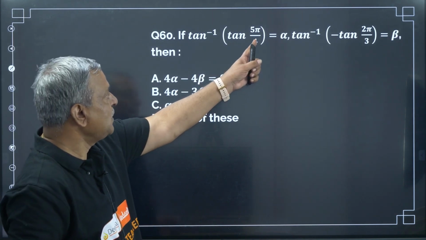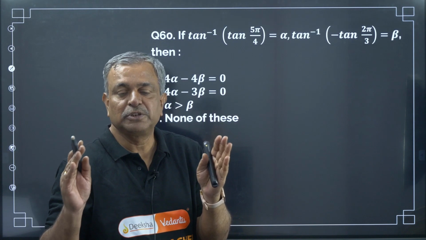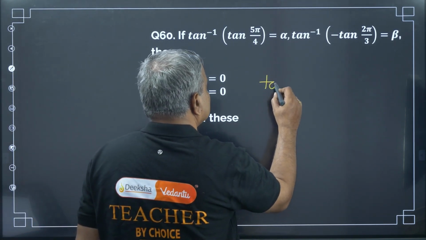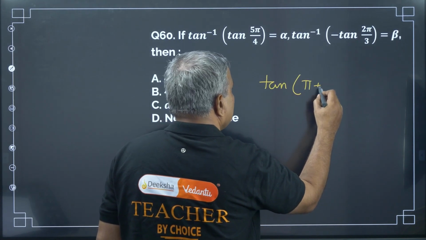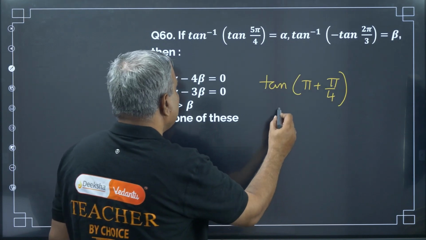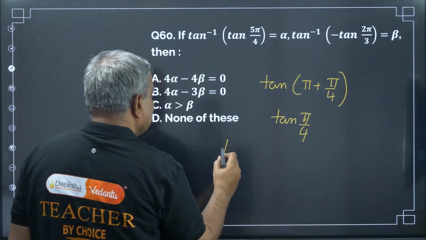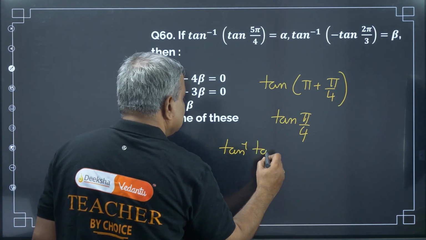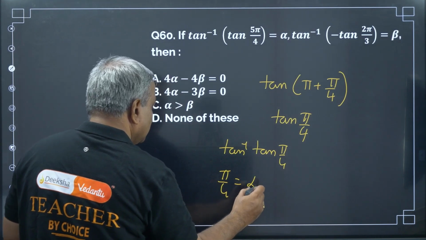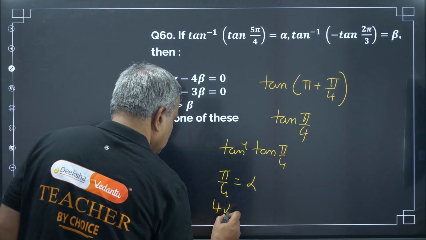So tan inverse of tan 5 pi by 4 is equal to alpha. Again the principal angle. Please observe the principal angle of tan inverse x is minus pi by 2 to plus pi by 2. Tan 5 pi by 4 can be written as tan of pi plus pi by 4. Tan in the third quadrant is positive, so tan pi by 4. So this can be written as tan inverse of tan pi by 4. So you get pi by 4 is equal to alpha. So 4 alpha is equal to pi.